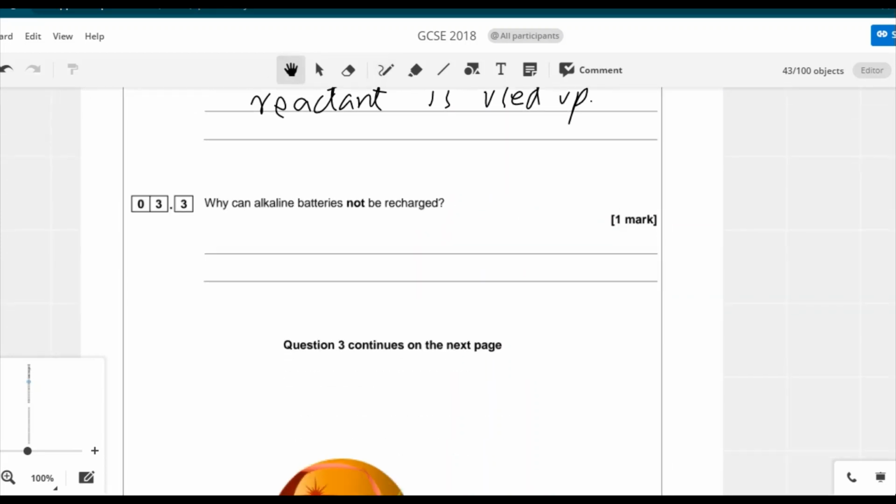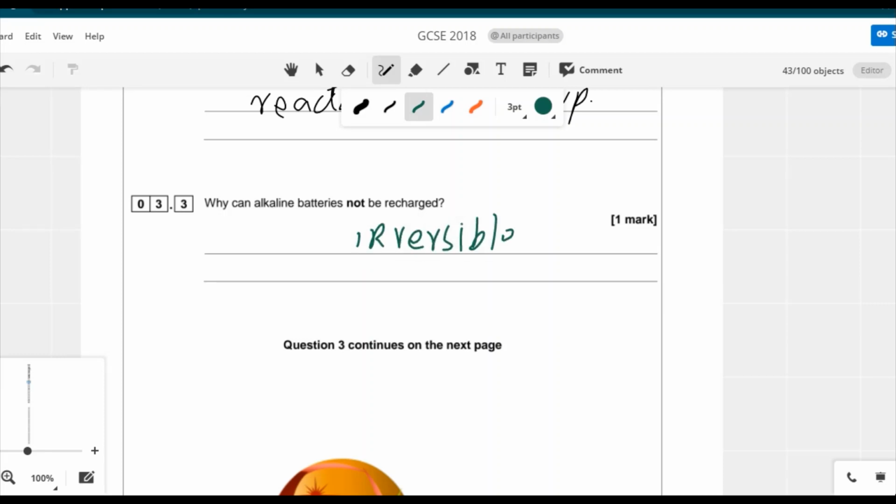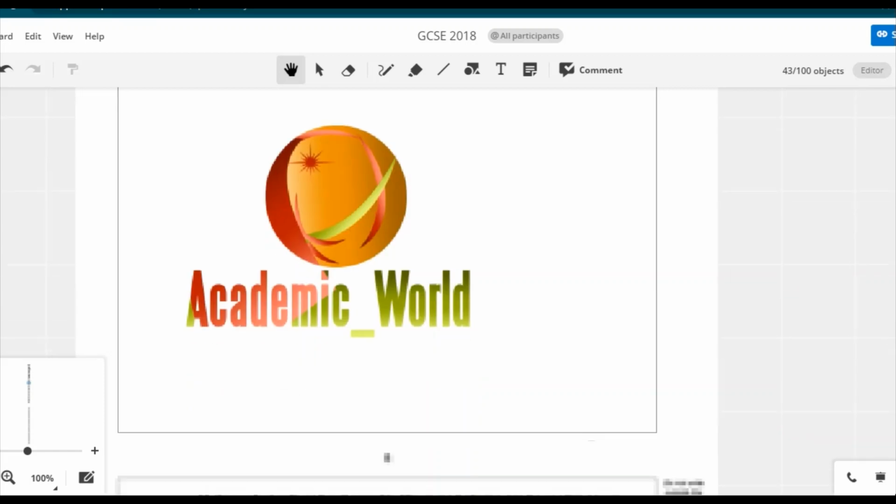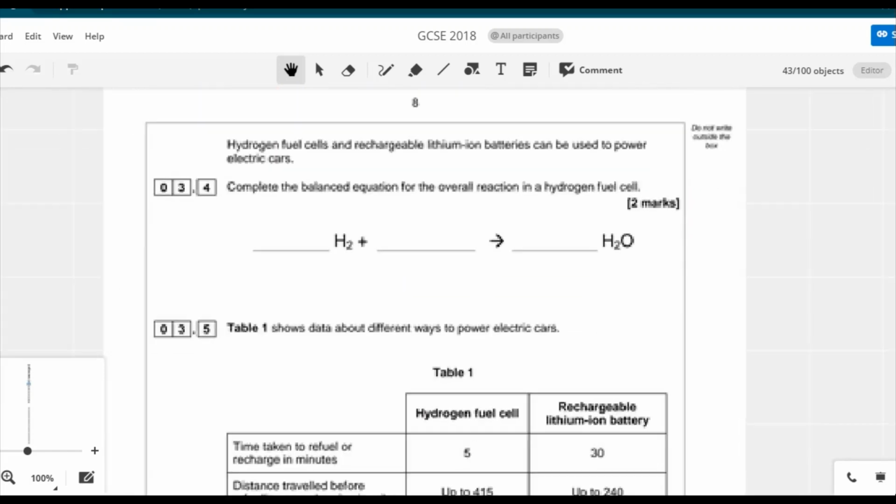Okay, the next question: why can alkaline batteries not be recharged? We just need to understand that the reaction is irreversible. The reaction is not reversible. Okay, next question.